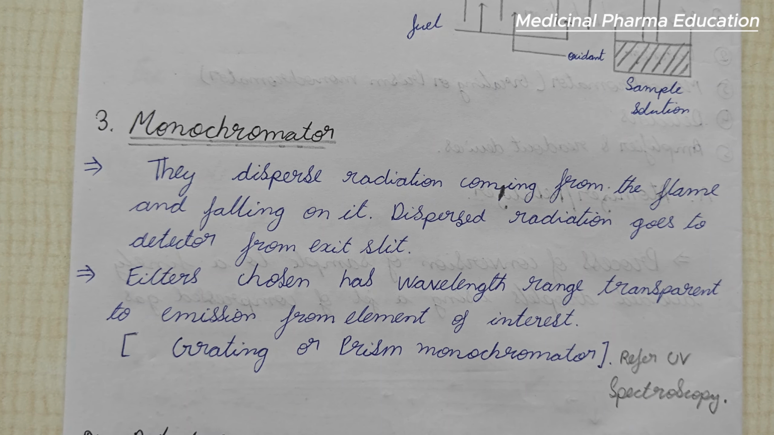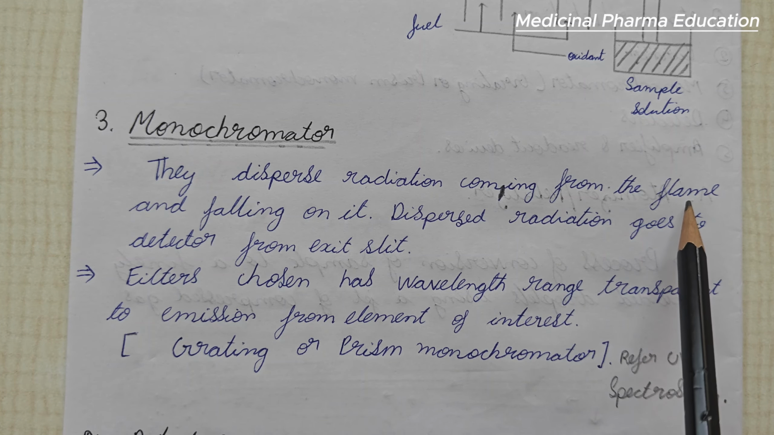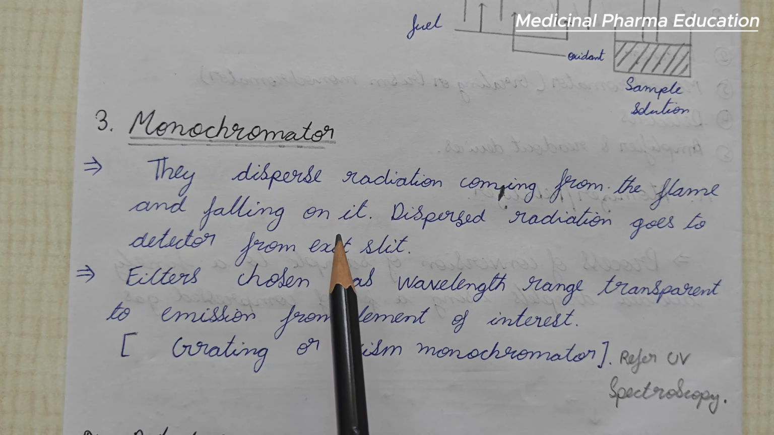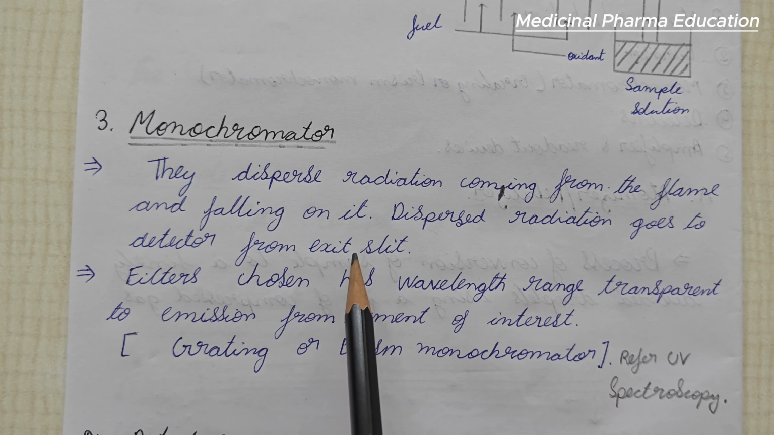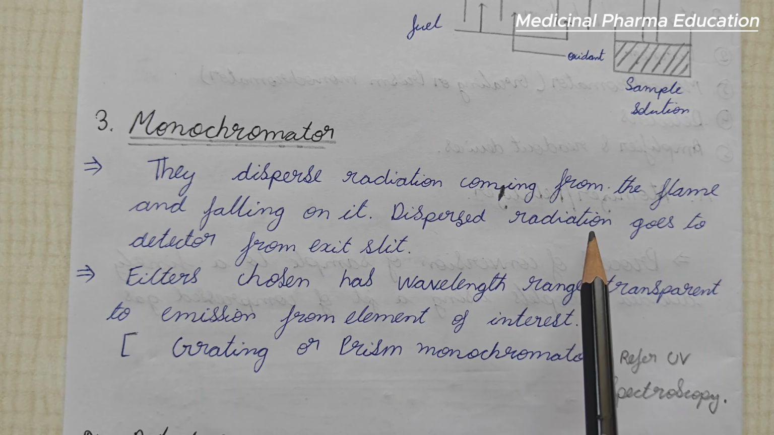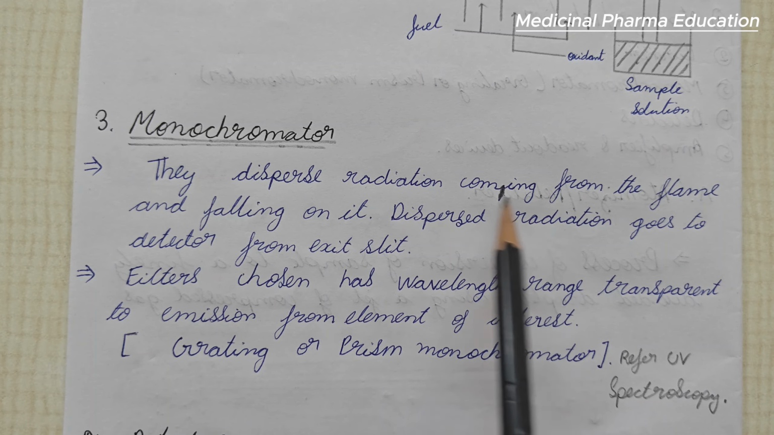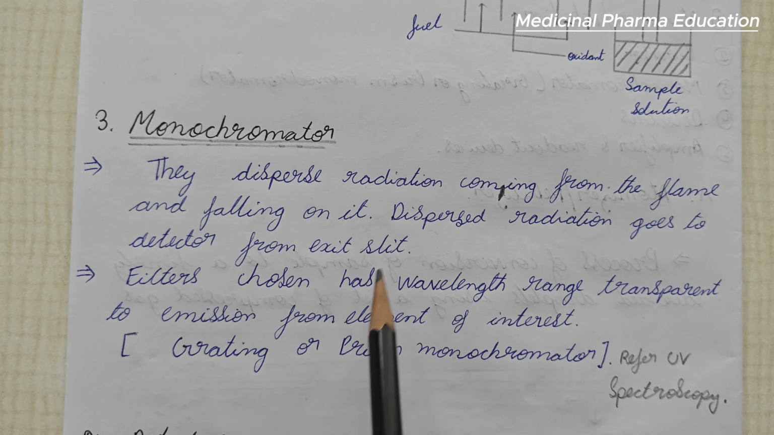Next, the monochromators. I already said, monochromators are used to select the particular radiation or wavelength to pass through and allow the detector to detect it. They disperse radiation coming from the flame and falling on it. The dispersed radiation goes through to the detector from the exit slit.